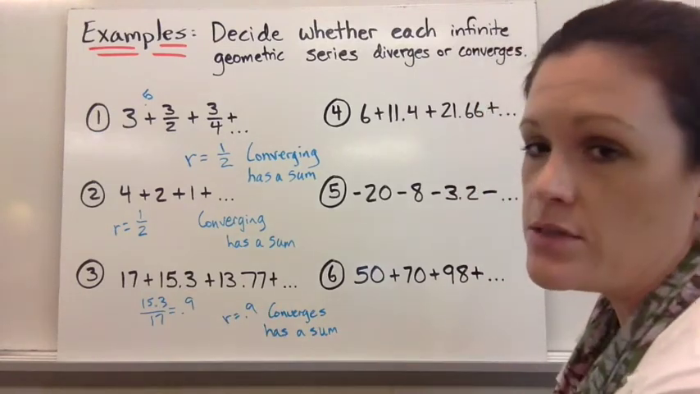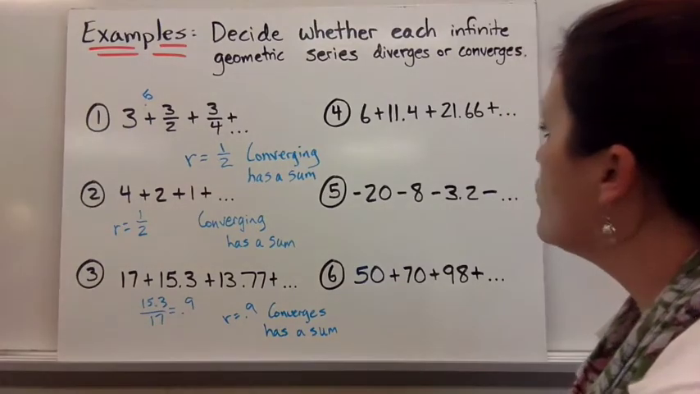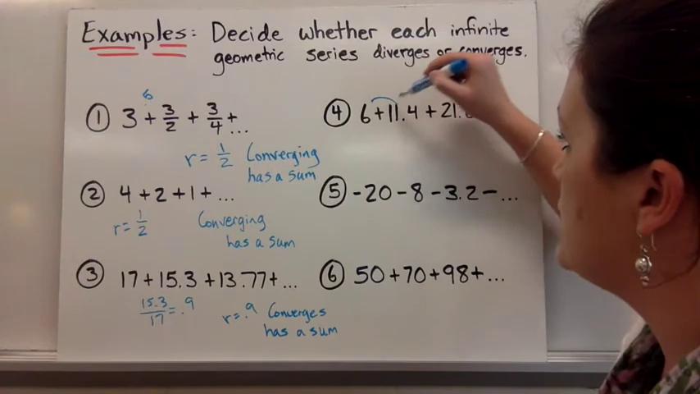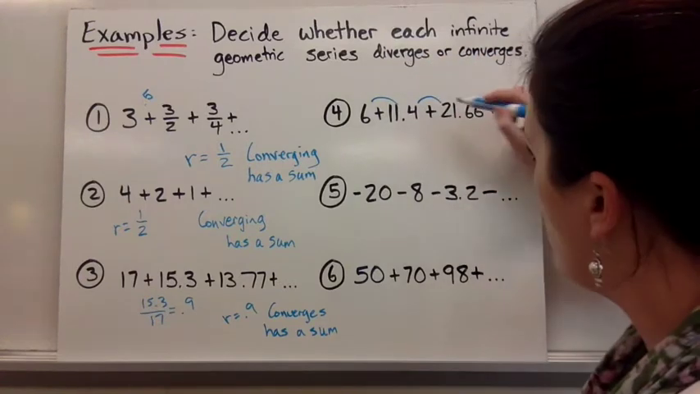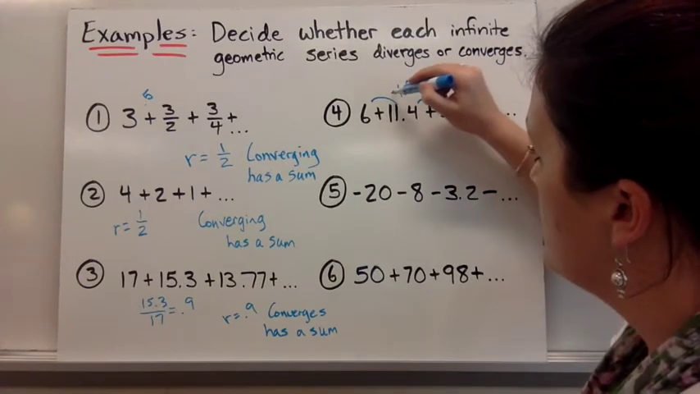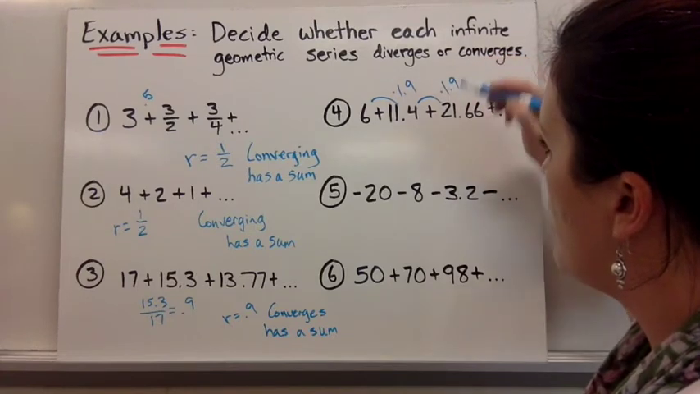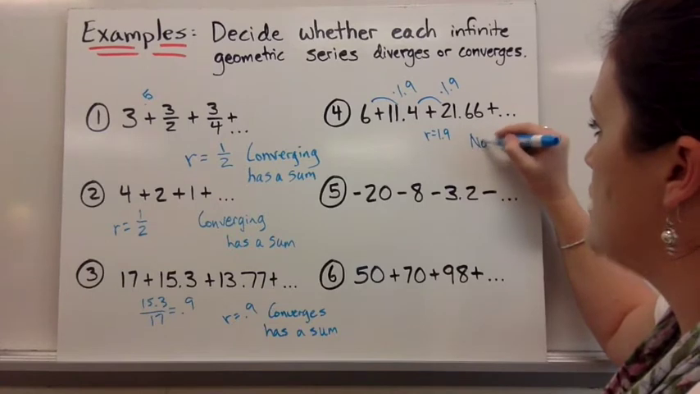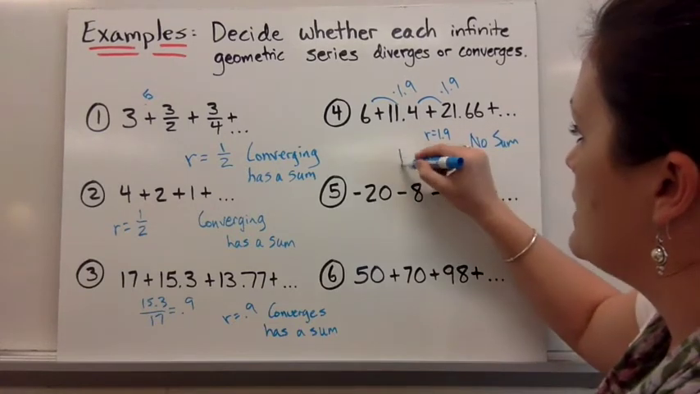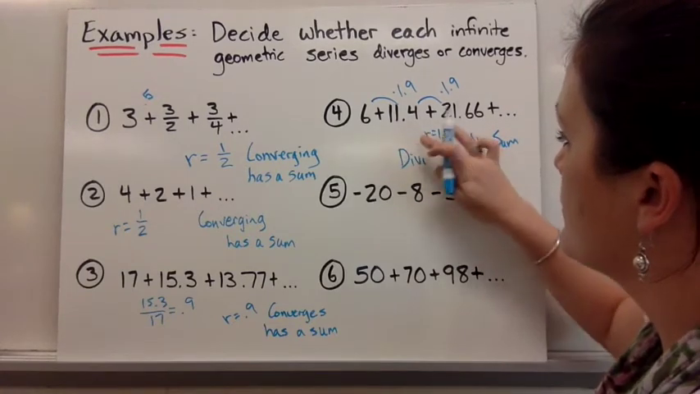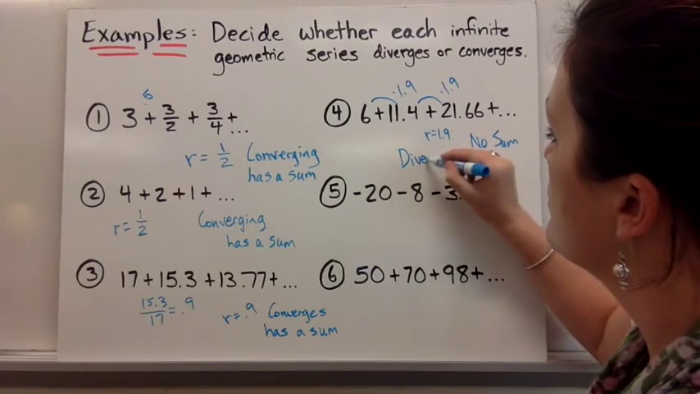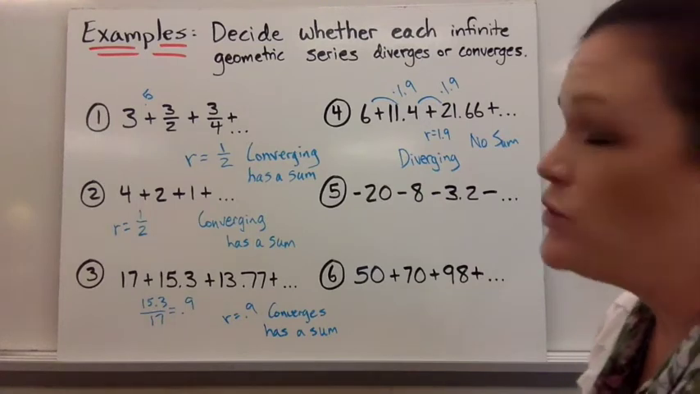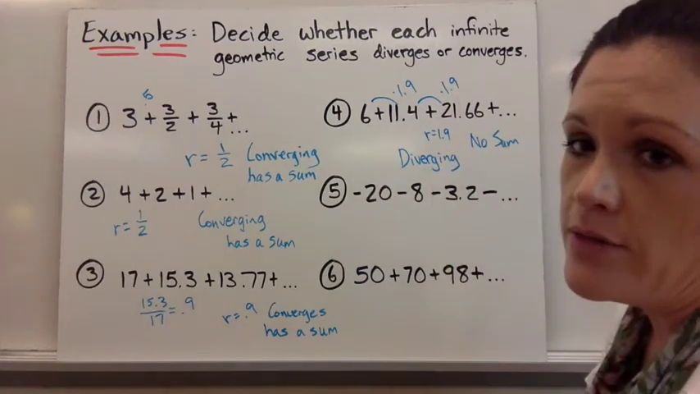So we would be able to put this one in our formula. But we're just asking this one question right now. Number 4, 6 plus 11.4 plus 21.66. So between each term, I figured out that R would be 1.9. So each time you're multiplying by 1.9. So that's larger than 1. So this one has no sum, and it's diverging. It's diverging, therefore it would have no sum. So you can't put this one into our formula we had on the first board.